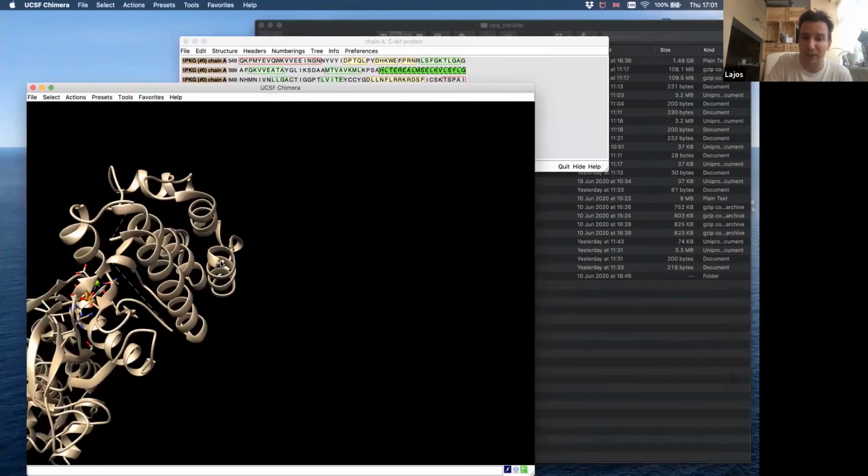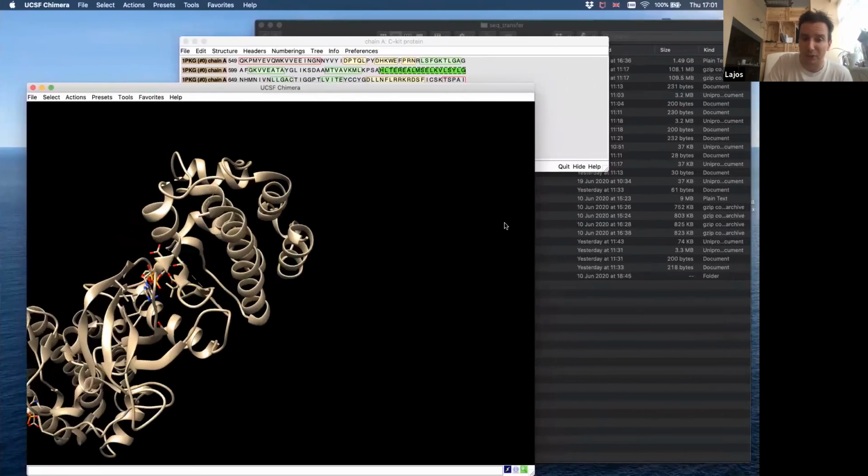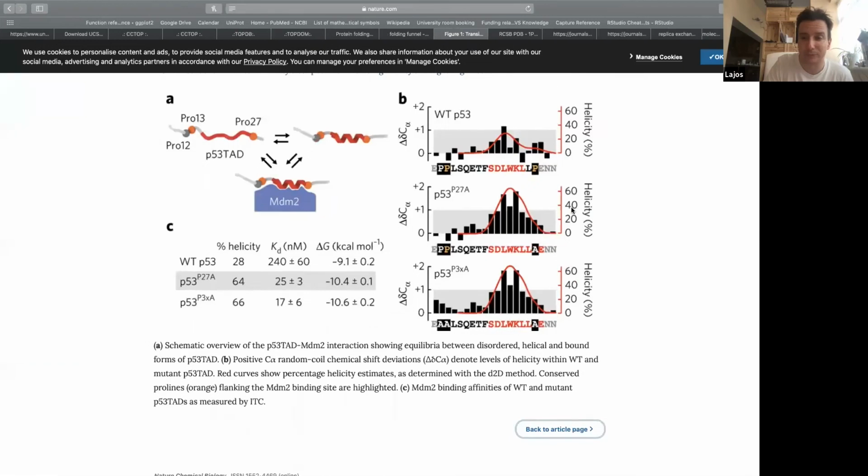But I hope that this one was at least enough to show you the problems you can encounter when you do structural biology. So I think I will stop sharing here, and if you have any questions, I'm very happy to answer.